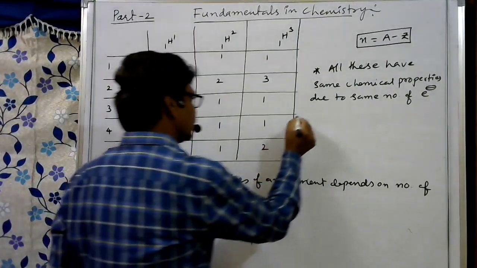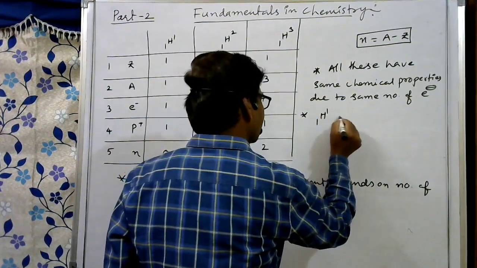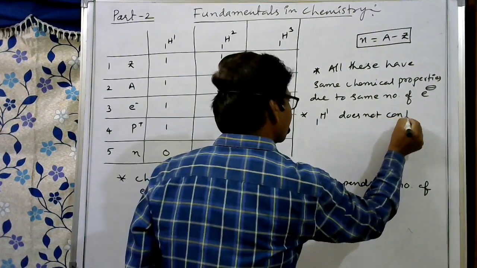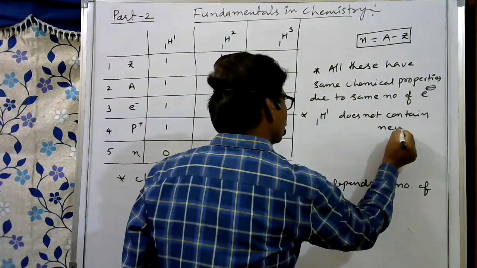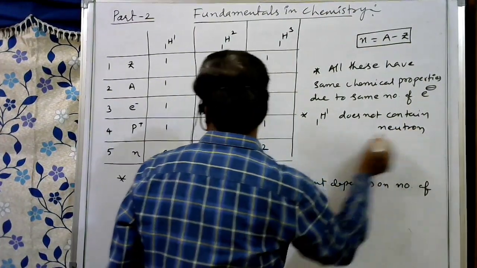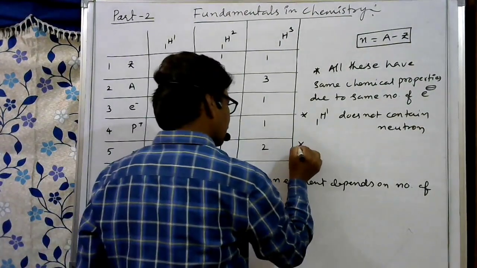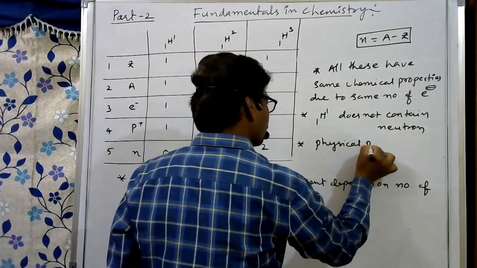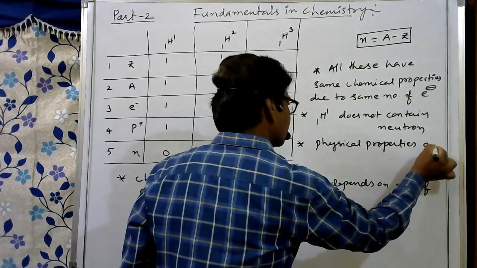One more thing we can write here is that 1H1 does not contain neutrons. Does not contain neutrons. See here, the number of neutrons is 0. And physical properties are different. Physical properties are different.